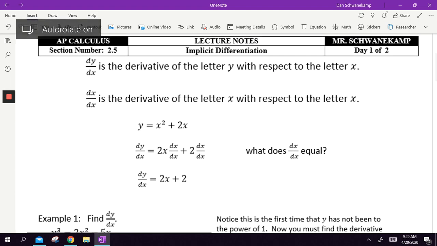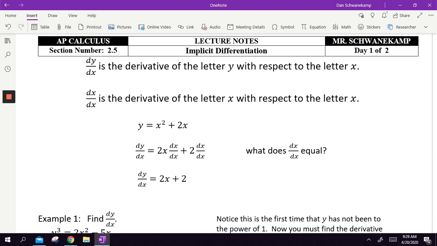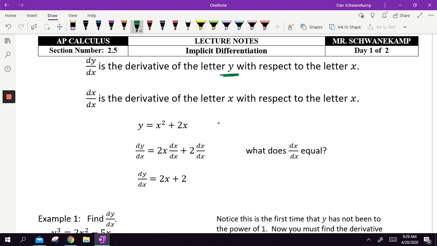So when we do implicit differentiation, an implicit equation is an equation that has y in it, or another variable in it for the most part. So when we take the derivative of y, so far we've said dy dx, like we've said y equals 2x. If I took the derivative, then dy over dx would be equal to 2, right? We've done that quite a bit.